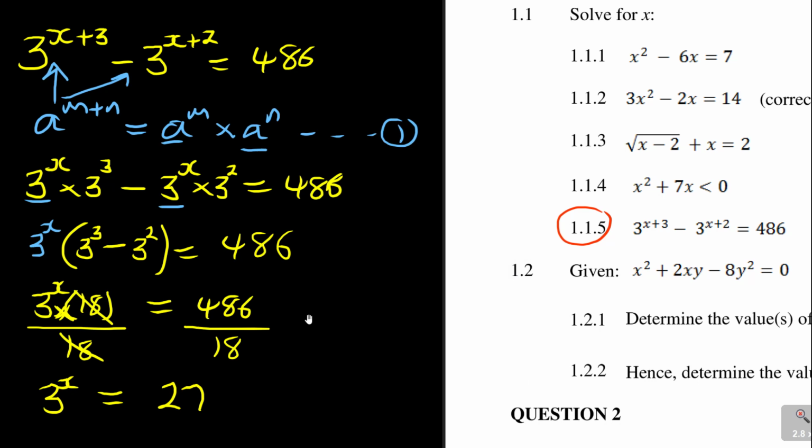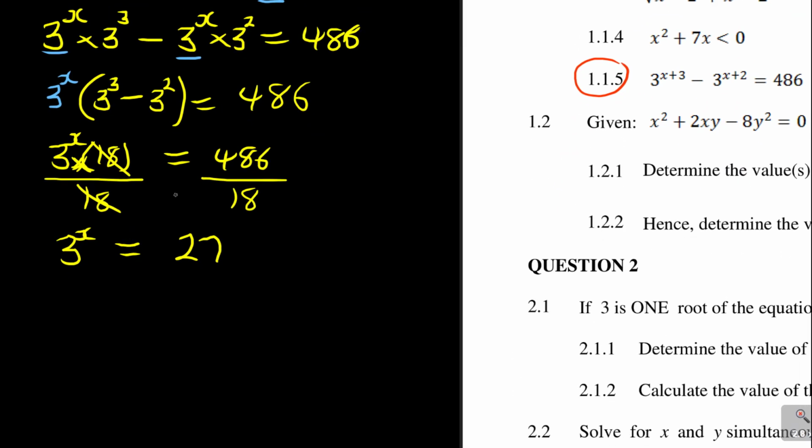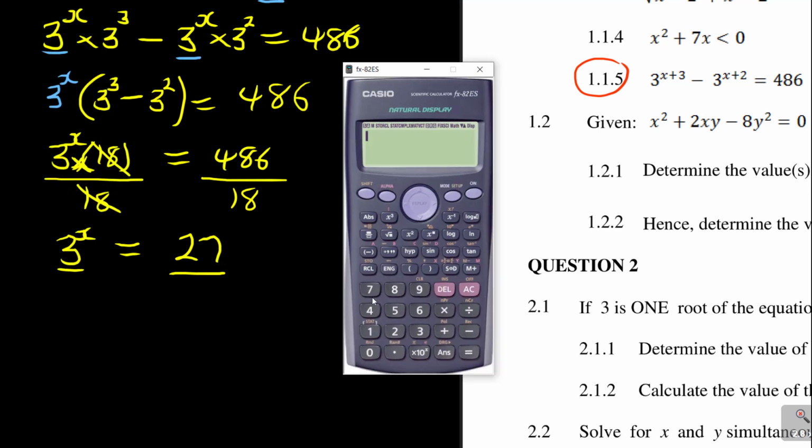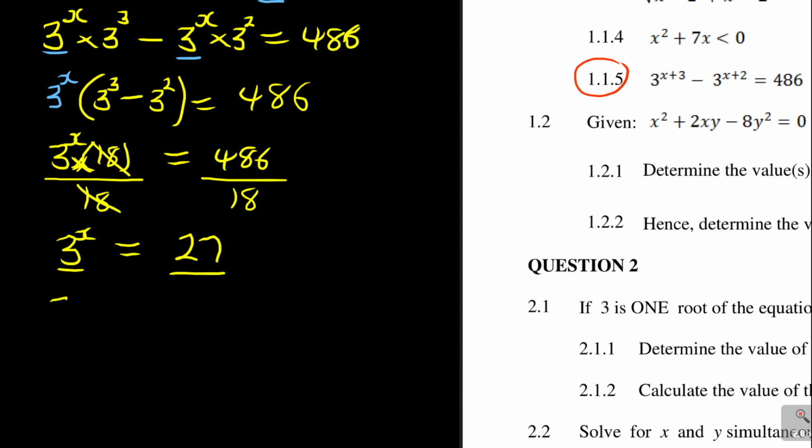They'll always give you something that makes sense. Now you need to find ways to say, if I'm here 27, you need to know such relationships, 27 and 3, and if I get my calculator, you'll see that 3 cubed is 27, you see? So this is saying 3 to the power of x is equal to 3 to the power of 3. Such relationships you need to know.